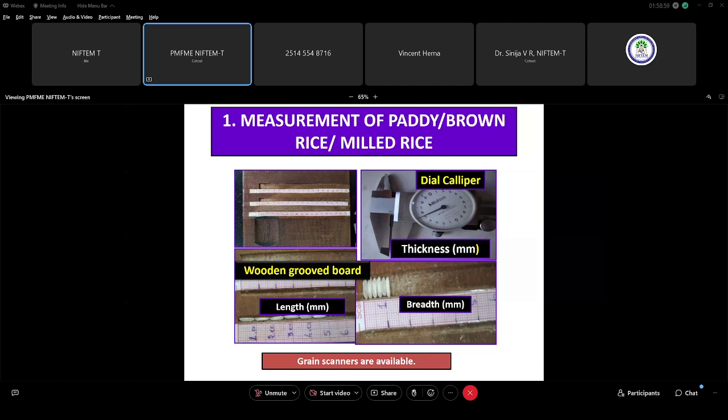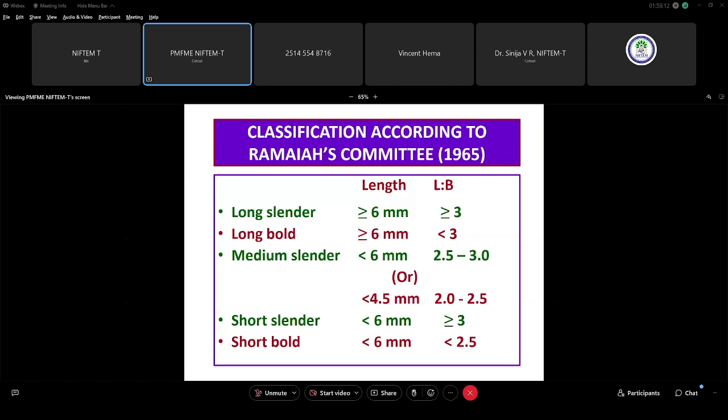For measuring the length and breadth, we can use the wooden board. For thickness, we can use the dial caliper. And nowadays, a lot of grain scanners are available for this measurement. Based on the measurement of length and L to B ratio, the varieties are divided into long slender, long bold, medium slender, and short bold. These are the classifications required by the breeders.